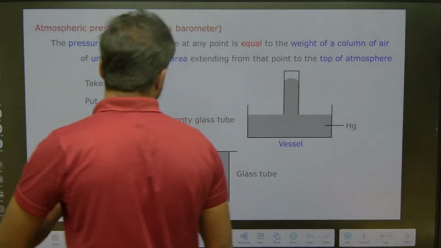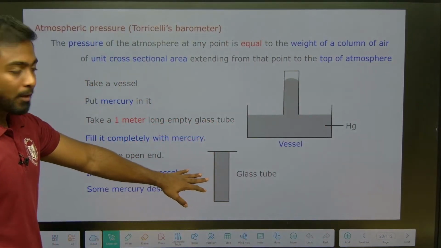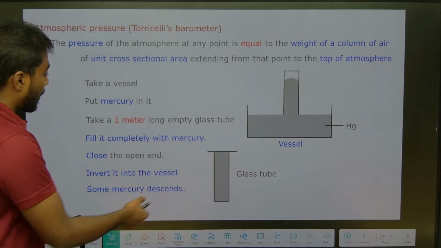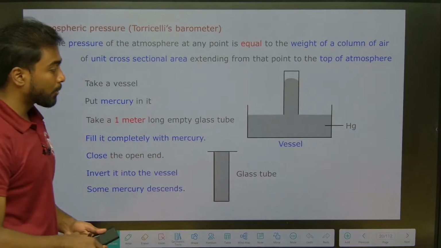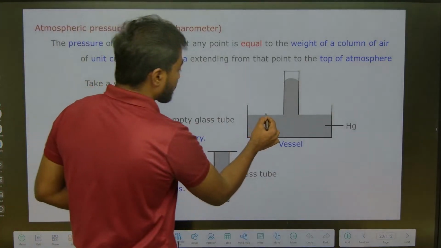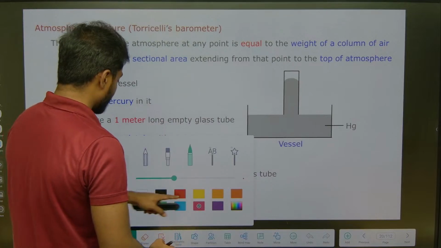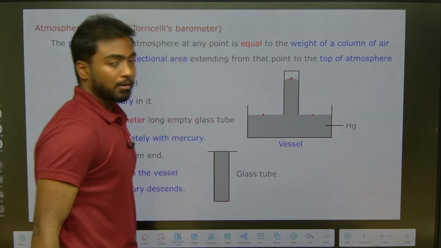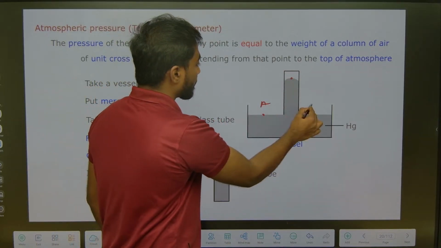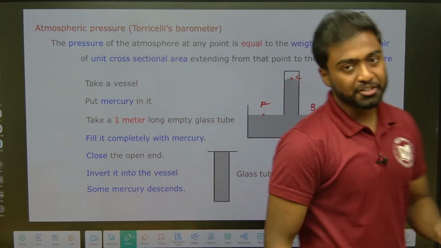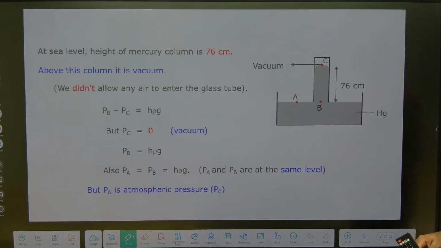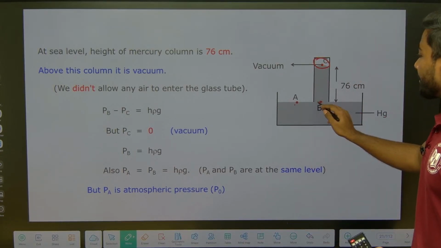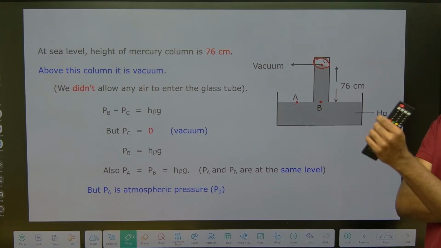Say I have taken a glass tube and closed it, so it's in a vacuum now. Now I will reverse it. What happens here? If I talk about these points, let me take points A, B, C. What pressure do we need to talk about? This point is vacuum. So at points A and B, what will the pressure be?